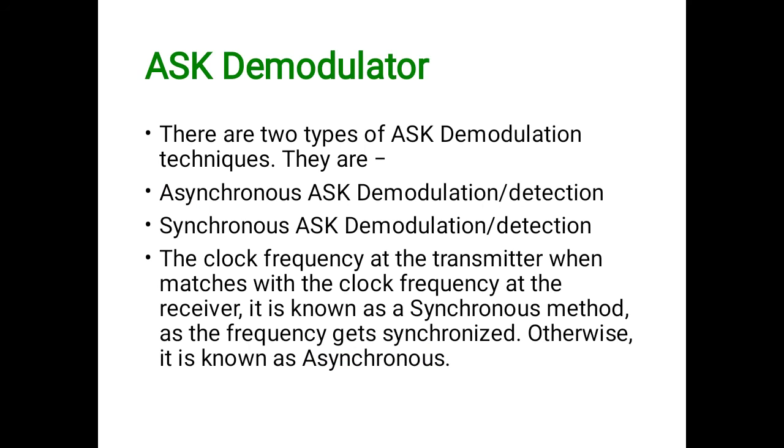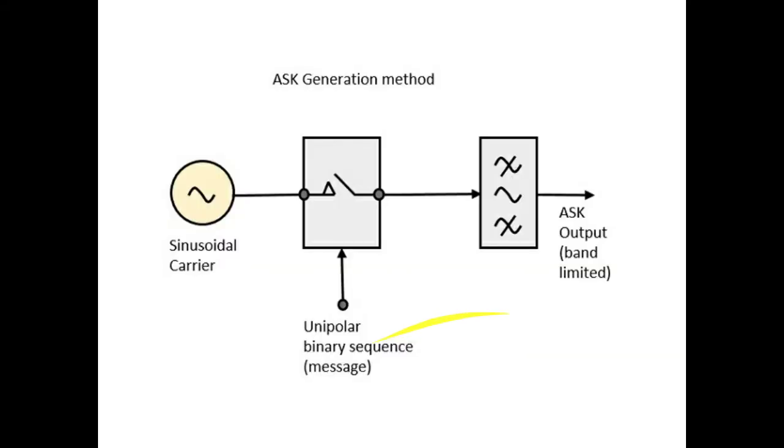What is the difference between asynchronous and synchronous? In the synchronous method, the clock frequency of the transmitter matches with the clock frequency of the receiver. Simply, we can also say it is like impedance matching in simple language. If the clock frequencies are not matched, then it is called the asynchronous method.